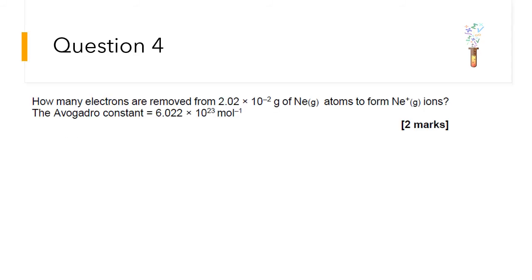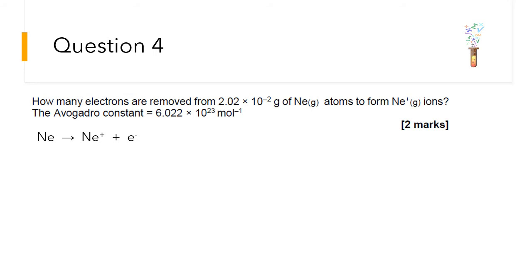Another quick one in question 4. How many electrons are removed from this many grams of neon atoms to form neon 1 plus? So basically the equation we'll be looking at here is first ionization energy. Neon becomes Ne+ plus an electron. So every neon loses 1 electron.